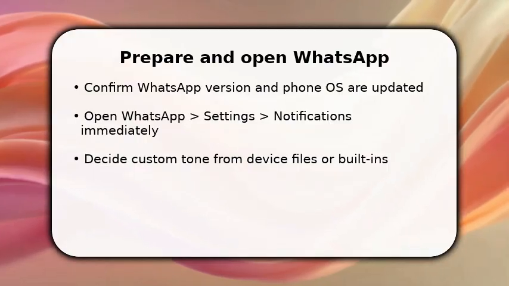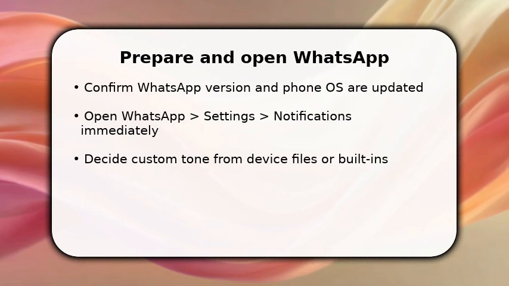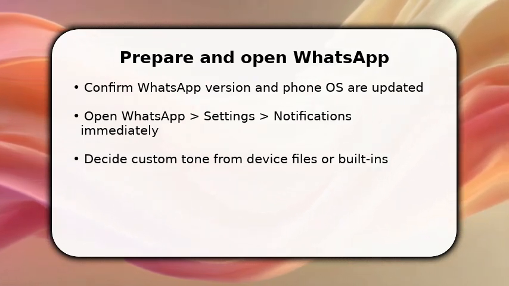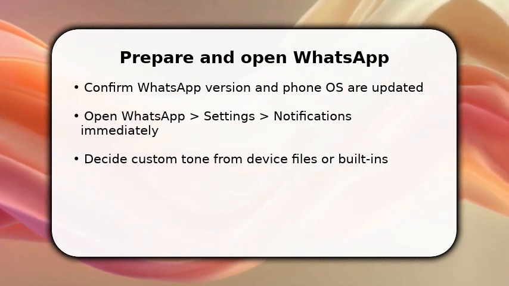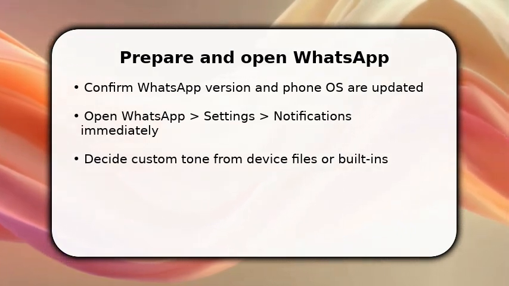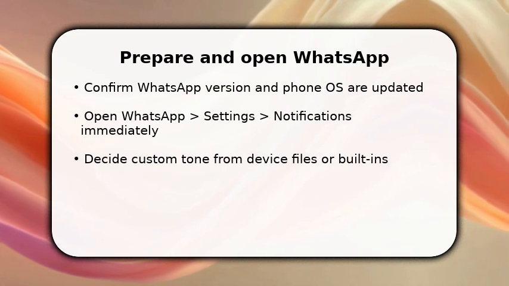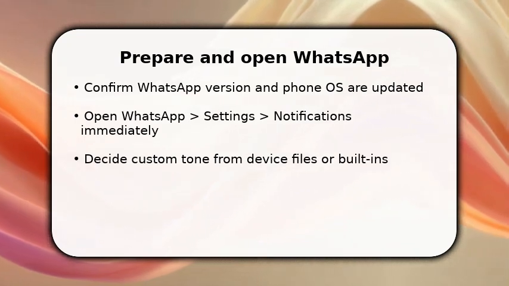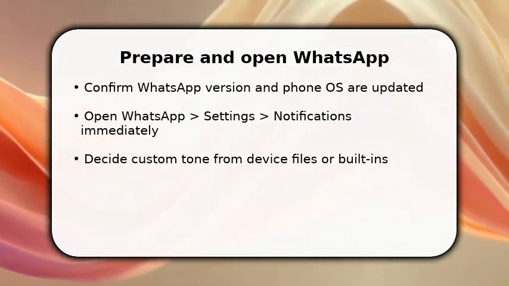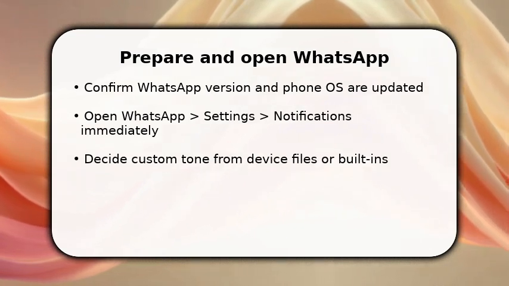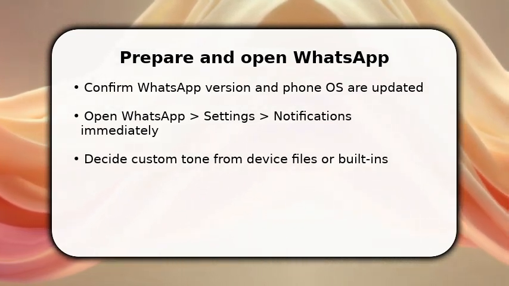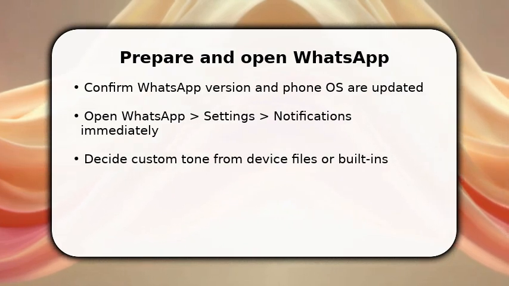You'll start by confirming WhatsApp and your phone are updated so custom tones work smoothly. Open WhatsApp, tap Settings, then Notifications now. You want to choose whether to use a built-in tone or a sound file saved on your device. If you prefer a file, place it in your phone's notifications or ringtones folder first. Once done, focus on the specific chat or global setting you'll change next. That's the action that actually sets the sound.